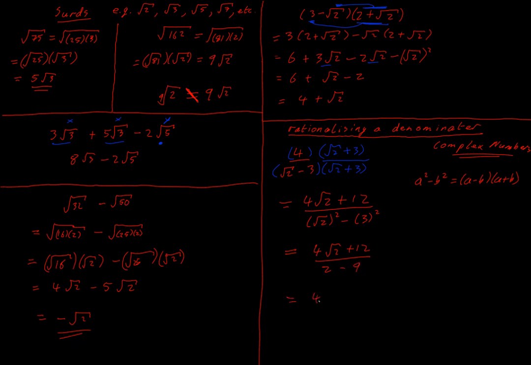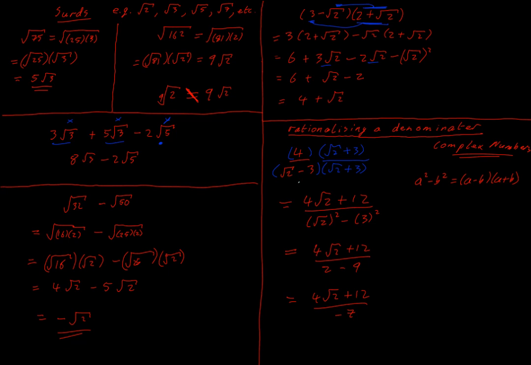So we get 4 root 2 plus 12 all over minus 7. And I can't see any nice factors top and bottom, so that's as far as I am able to go in that question. So that is my rationalizing a denominator. I have gotten rid of the surd on the bottom of the line, which is what we mean by rationalizing the denominator.